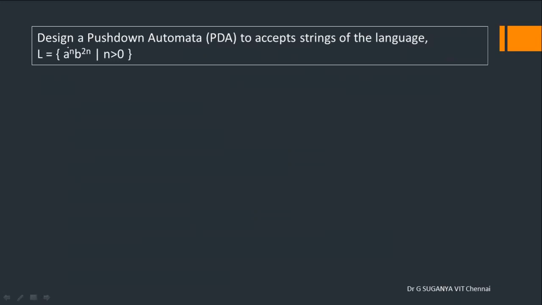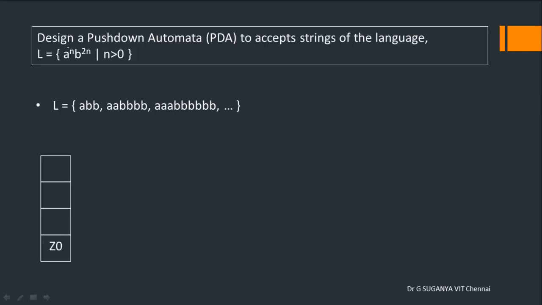Now, this is the first example we took. Design a pushdown automata to accept strings of the language L equal to a power n, b power 2n such that n greater than 0. The language will have some sample words of this kind: ABB, AA 4Bs, and then 3As, 6Bs. Whatever be the number of A's we do have, B is twice that of the number of A's. That's the meaning of the language as we can see here. So let us take this as our sample word, AA 4Bs.